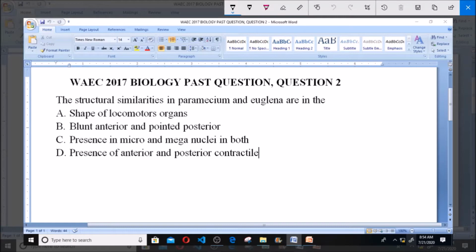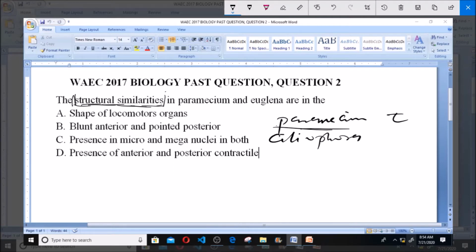Now, structural similarities has to do with their physical features, the physical structures that are found in both paramecium and euglena. And this question is asking us for the similarities, the features that they both have. A paramecium is found in the class Ciliophora, while euglena is found in Euglenophyta.